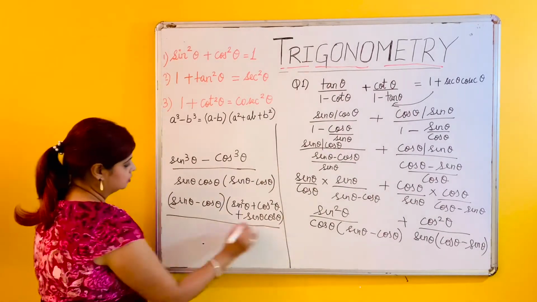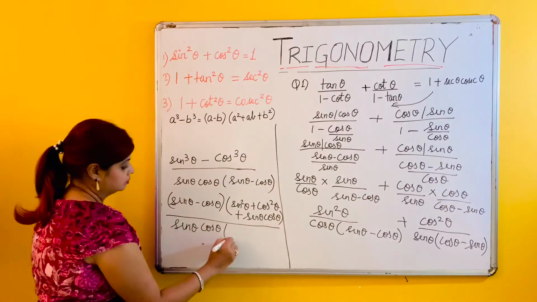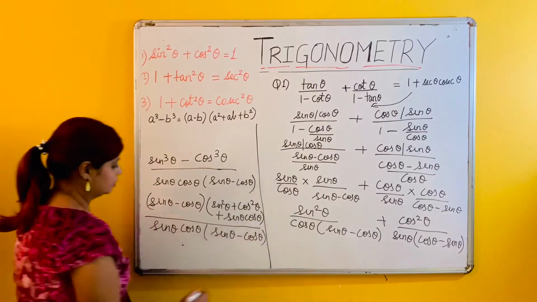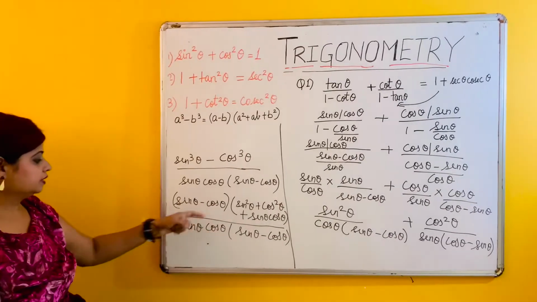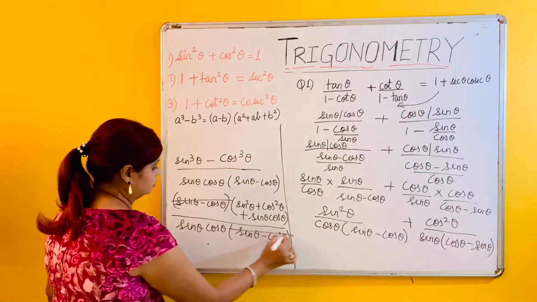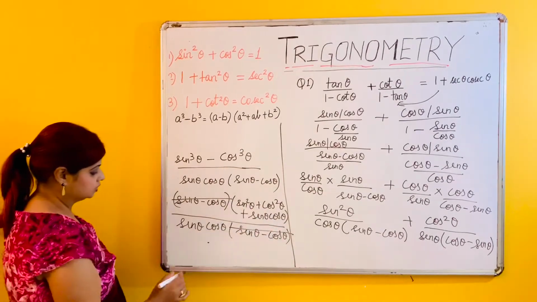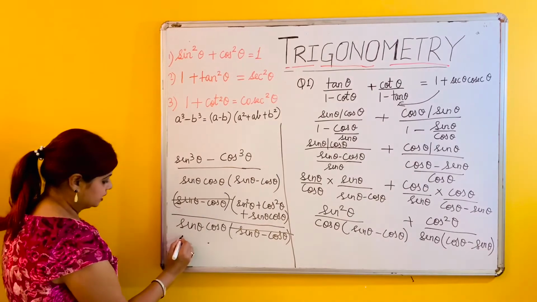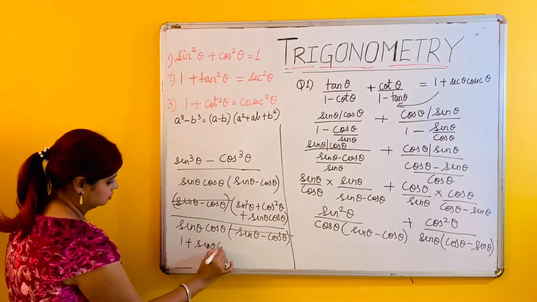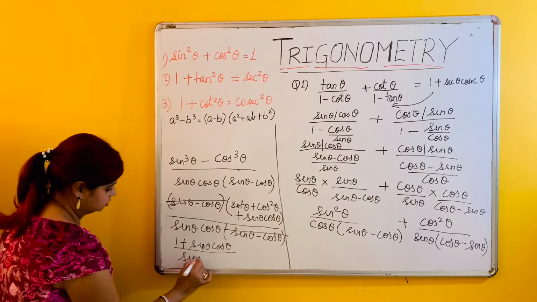Now this is sin theta cos theta by sin theta minus cos theta. Okay, now can you see something here? This is a common factor here. So can we cross it? Yes, we can cross. So what is remaining here? If you see, sin square theta plus cos square theta is 1. So you can write it as 1 plus sin theta cos theta, and this whole thing is divided by sin theta cos theta.